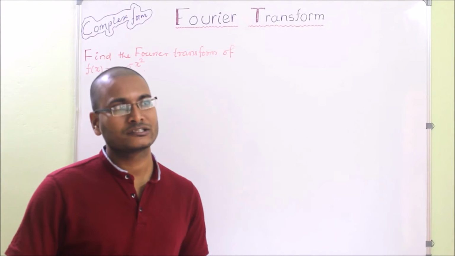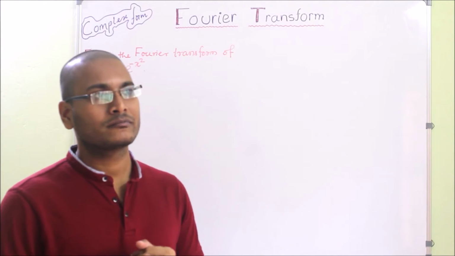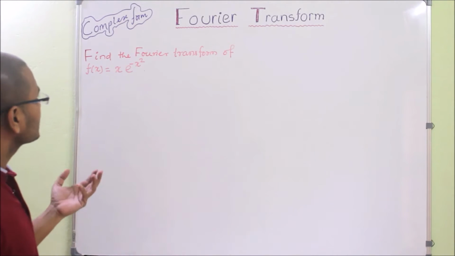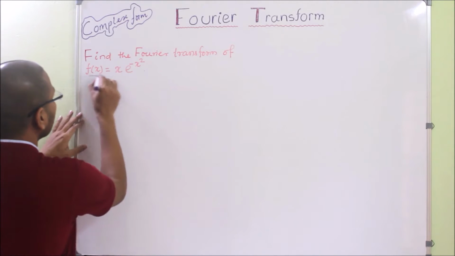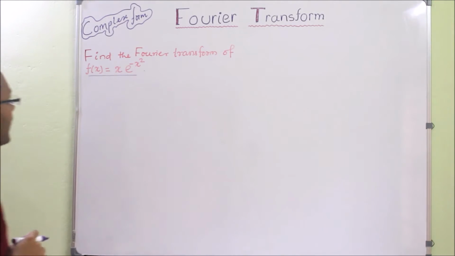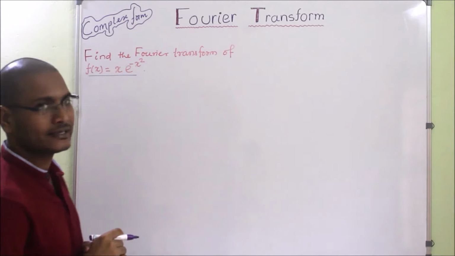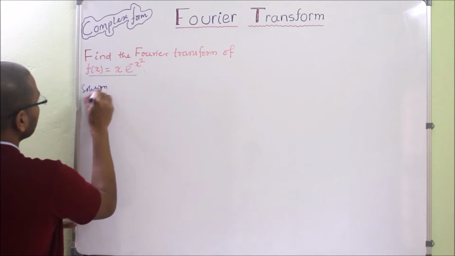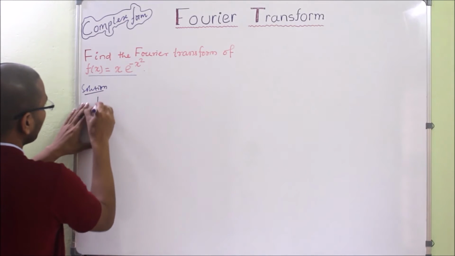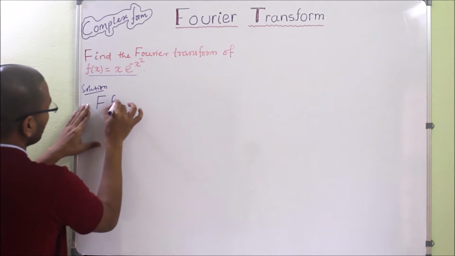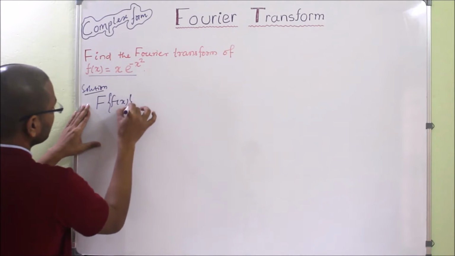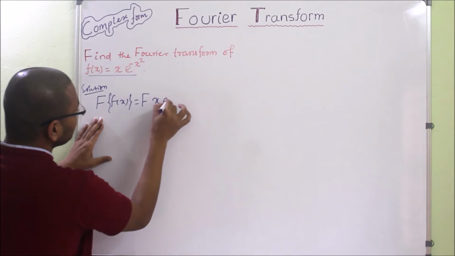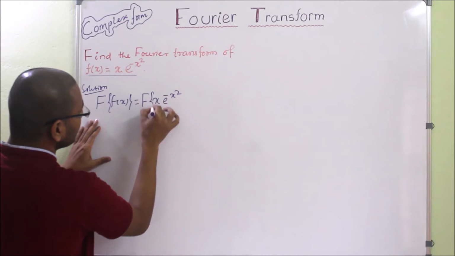Welcome. In this lecture, we will solve one example problem, and the problem is: find the Fourier transform of the function f of x equal to x e to the power minus x square. So let us see how to find the solution. We have to find the Fourier transformation of f of x, which is equal to the Fourier transformation of x e to the power minus x square.